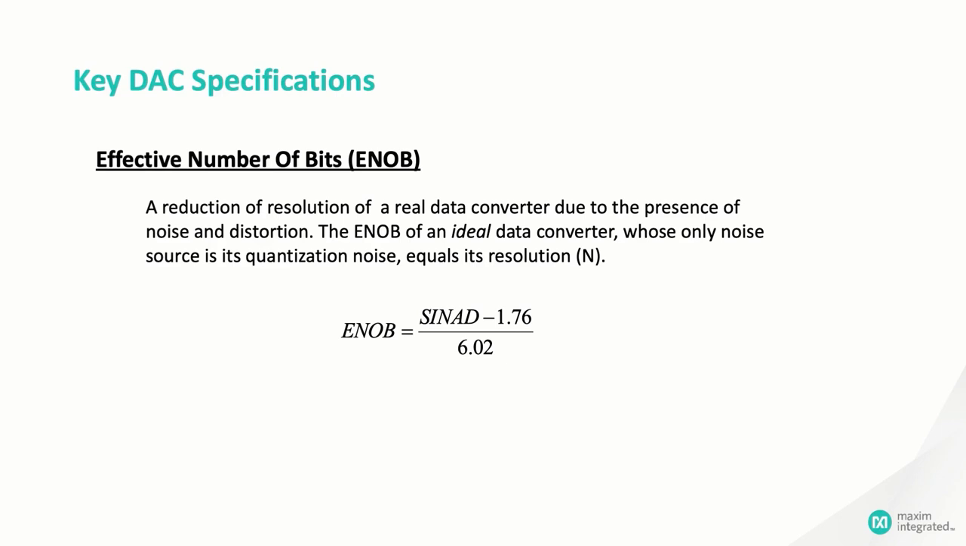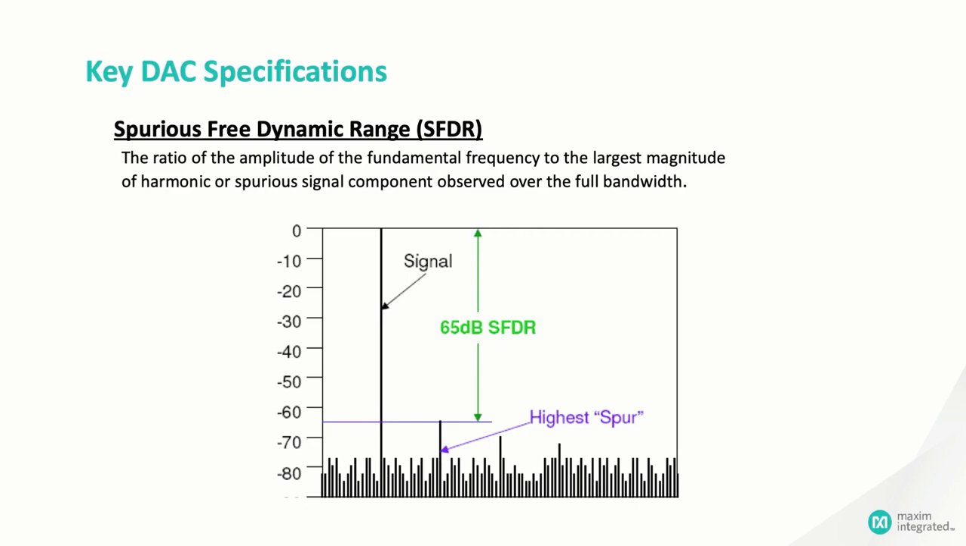Now, before we leave the topic of dynamic specifications, we need to look at two more factors. The first is called the spurious free dynamic range. It works like this. As we saw before, it's not unusual to see spurs appear at harmonics of the reference signal. That's pretty much the definition of harmonic distortion. The ratio between the signal and the largest of the spurs is called the spurious free dynamic range, or SFDR. It's just one more consideration when you're thinking about how noise might impact your application.